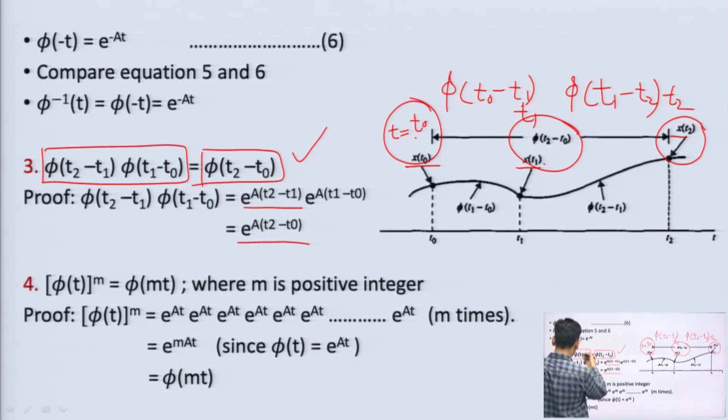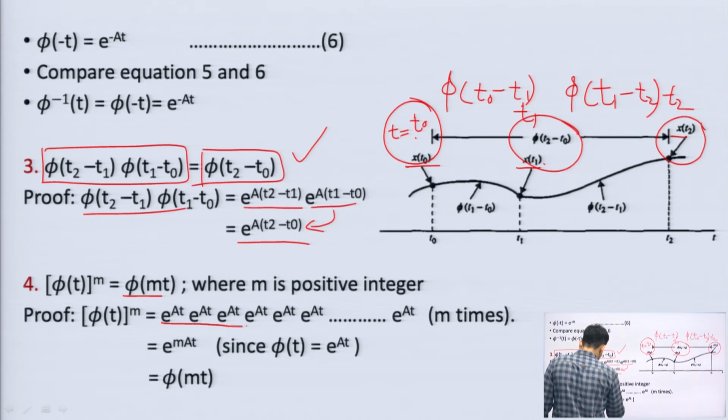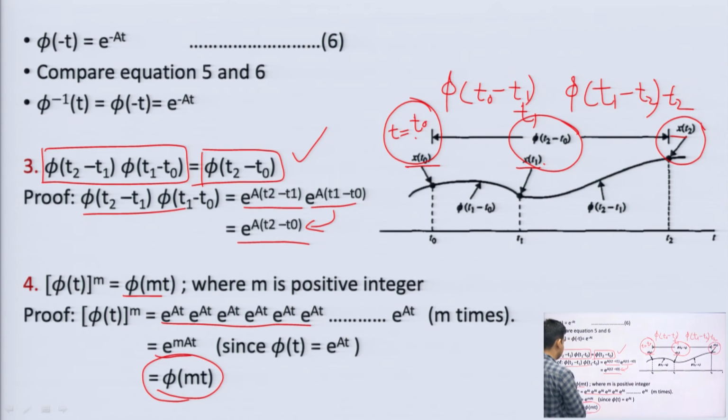Okay. So, here you can apply this, convert it into exponential form, and after solving you will get this expression. Now, the fourth property: phi of t raised to m equals phi of m t. If you multiply m number of exponentials of e to the A t, this gives you exponential of e to the m A t. If you solve it, phi of m t will come automatically. So, this is the fourth property of the state transition matrix. Okay.